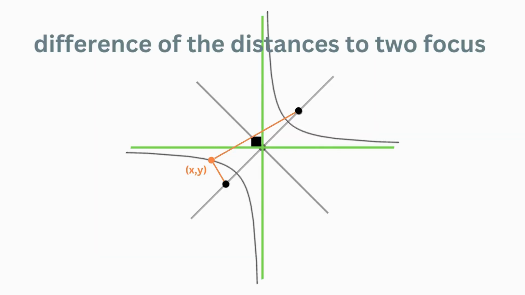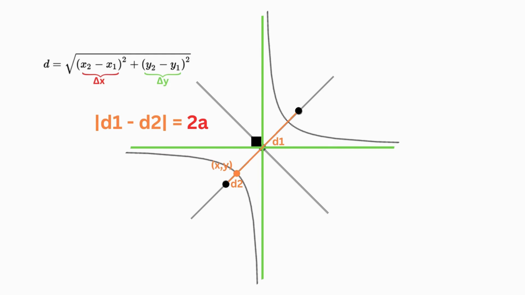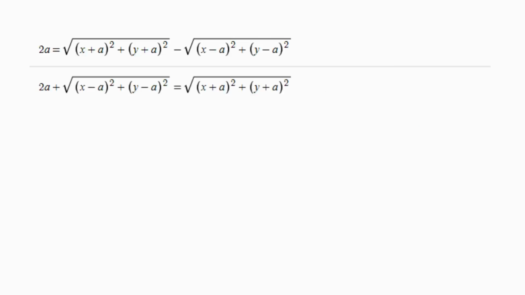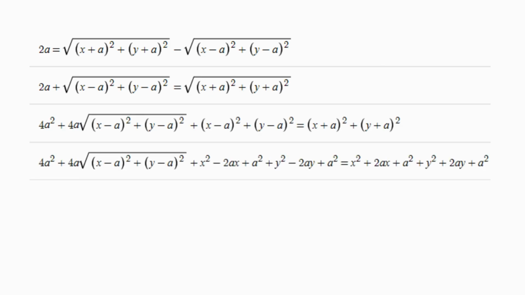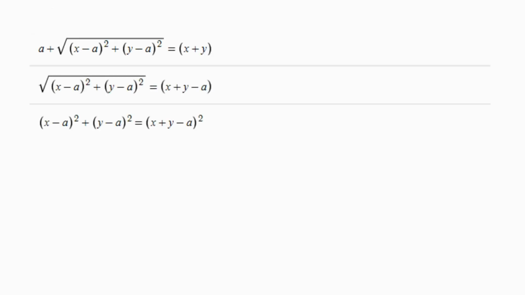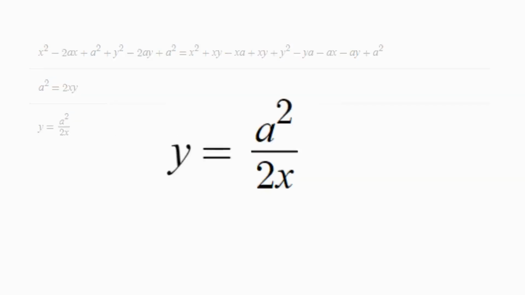The locus of a hyperbola is that the difference between the distances to two foci is constant, equal to a. Using the distance formula, we get this. Rearrange, square both sides, expand, simplify. Simplify again, rearrange, square both sides, expand again. Simplify, rearrange, and we get the equation.